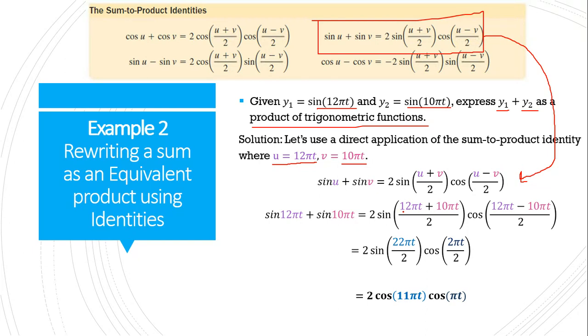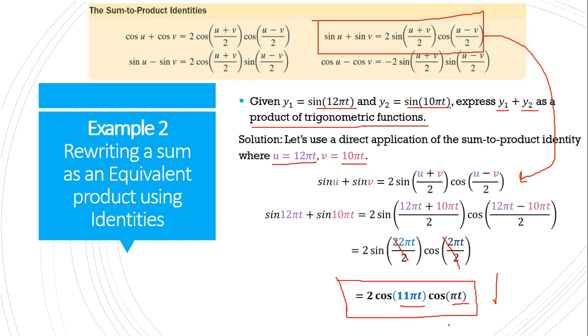Doing a little bit of algebra, 12 plus 10 is 22 pi t over 2. 12 pi t minus 10 pi t is 2 pi t over 2, so I'm left with 2 times sine of 22 pi t over 2, cosine of 2 pi t over 2. And as I do some math, 22 divided by 2 is 11. 2 divided by 2 is just 1. So my final result is then 2 times cosine of 11 pi t.